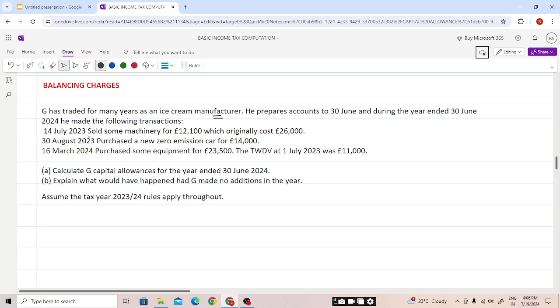On 14 July 2023 he sold some machinery for 12,100 which originally cost 26,000. On 30th August 2023 he purchased a new zero emission car for 14,000 pounds. On 16th March 2024 he purchased some equipment for 23,500. The tax written down value at 31st July 2023 was 11,000. Calculate G's capital allowance for the year ended 30th June 2024. Explain what would have happened had G made no addition in the year.